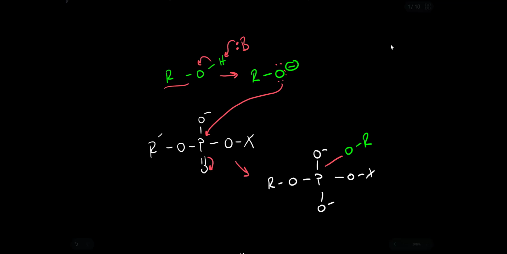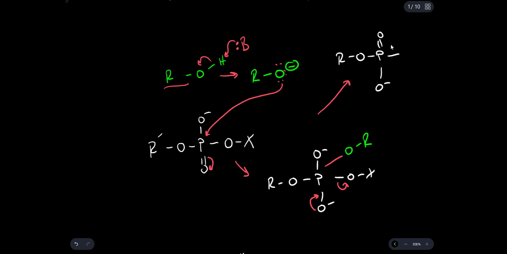Okay? Once we have this intermediate, the idea is it collapses. We reform the double bond, reform that pi bond, and one of the bonds that was originally attached to the phosphorus is released. So in this case, let's just think about releasing the OX, but we could also release the OR prime. Okay, and eventually, after this chemistry is done, we end up with our phosphate that now is attached to our alcohol.